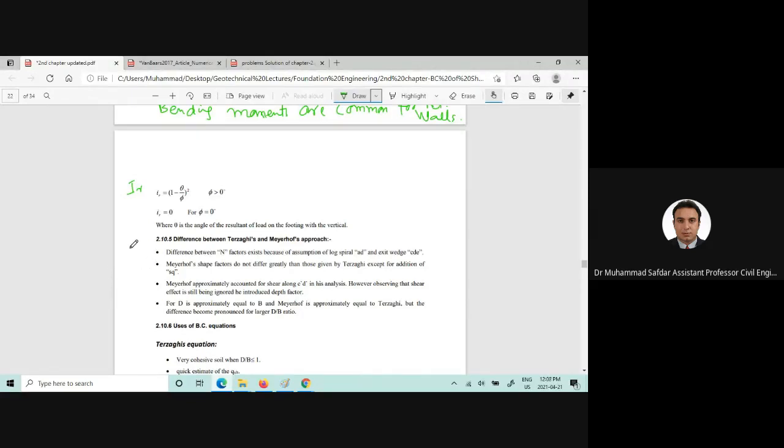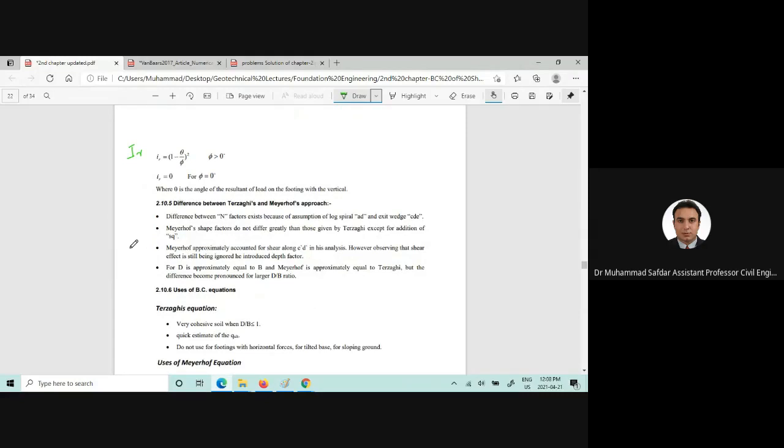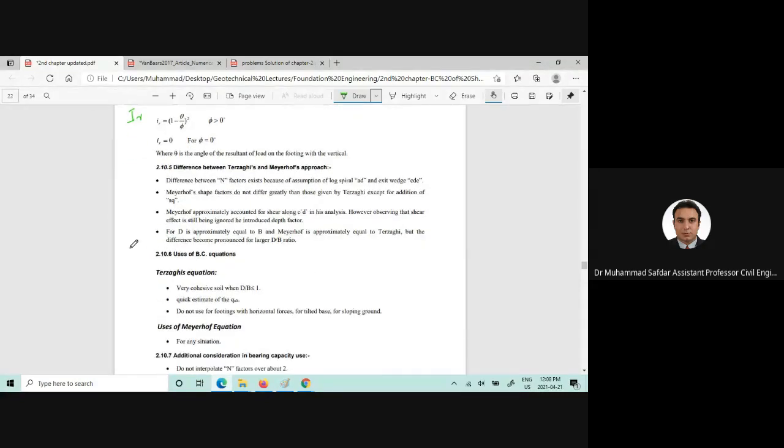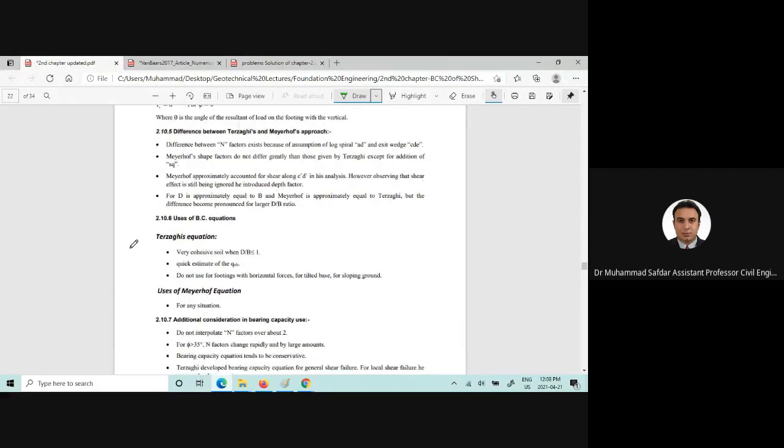because we will be using these equations in solving numericals and problems. Now, we discussed in detail the differences between the Terzaghi and Meyerhof bearing capacity theories. Meyerhof shape factors do not differ greatly from those of Terzaghi, except for the addition of the SQ factors. SQ was added by Meyerhof. Exit wedge, that portion, the shear strength of that soil was also not present.